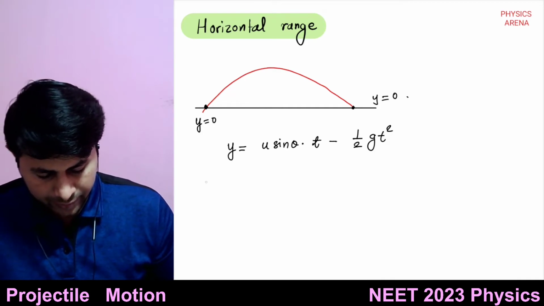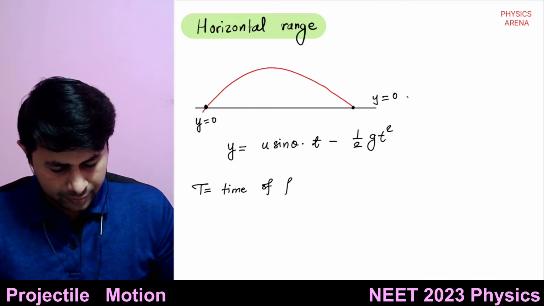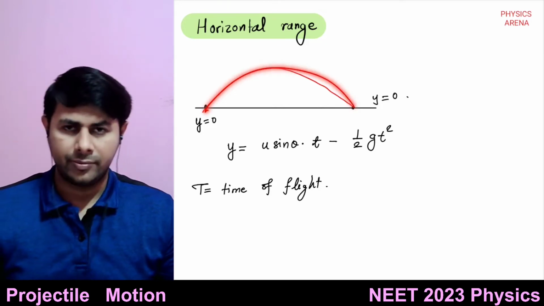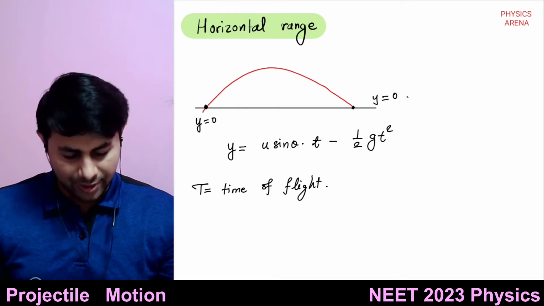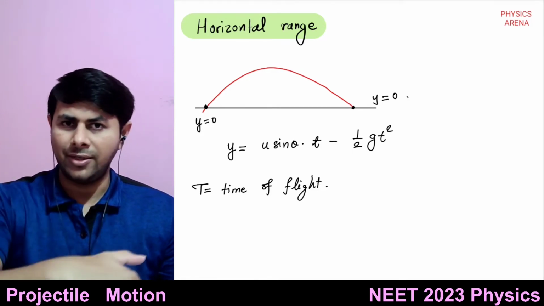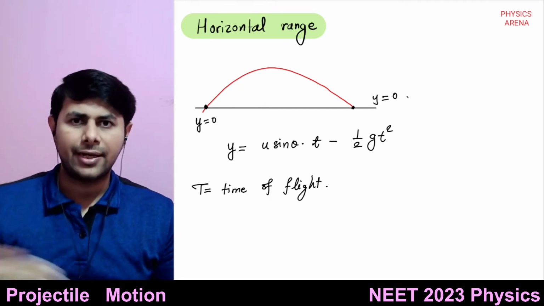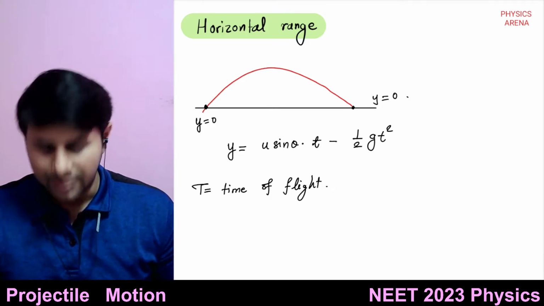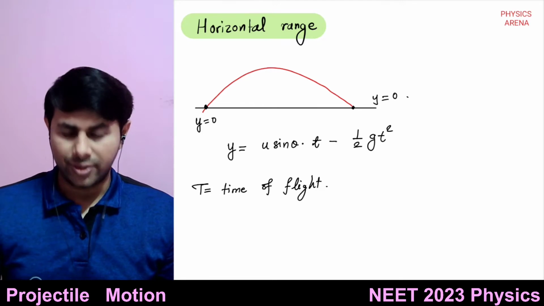So T is the time of flight. It is the total time spent by the projectile in air. At the end of T, what will happen? The projectile will land on the ground, on the floor, and at that time, the y coordinate will become 0, right? Yes, sir.